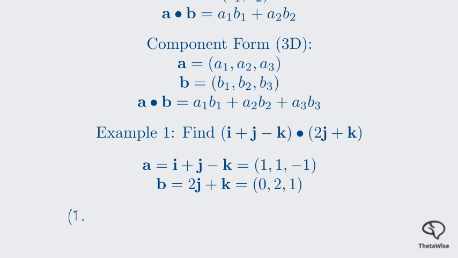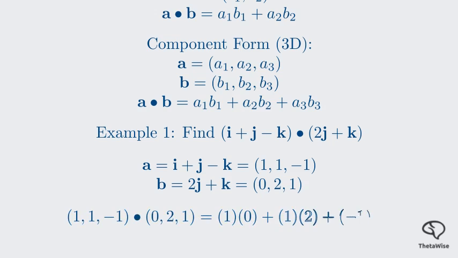Now we apply the formula. We multiply the x components, 2 times 0, then the y components, 1 times 2, and finally, the z components, minus 1 times 1. Adding these gives 0 plus 2 minus 1, which equals 1. The result is a scalar, as expected.